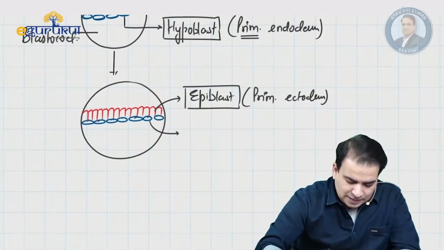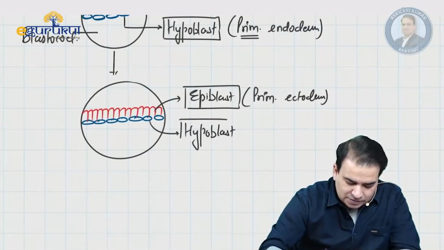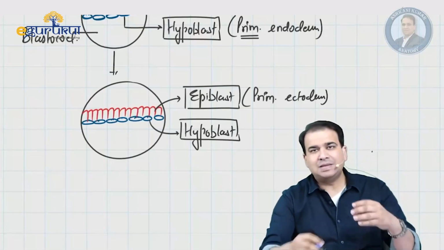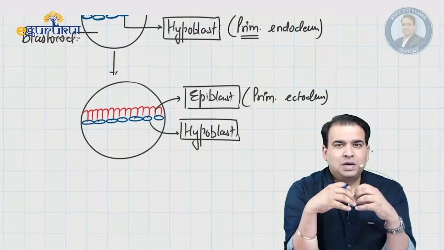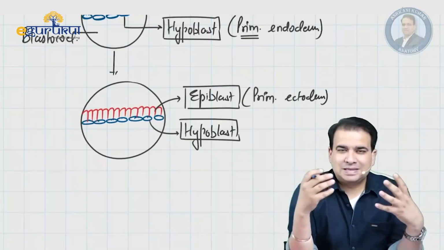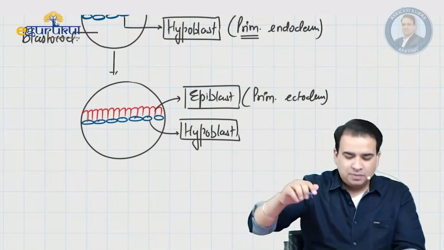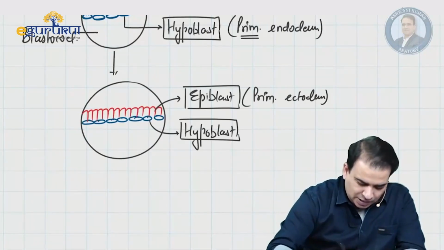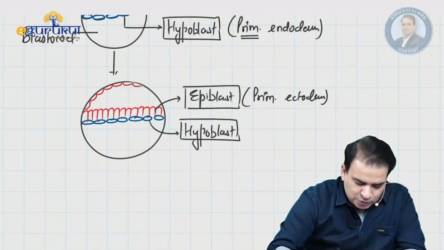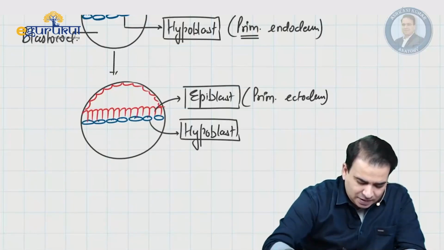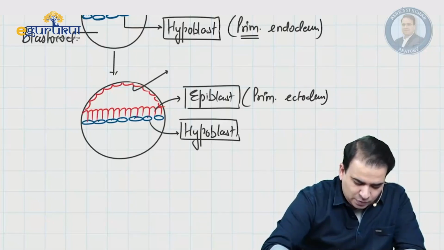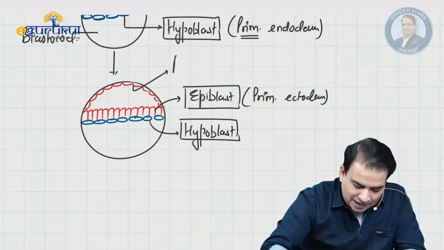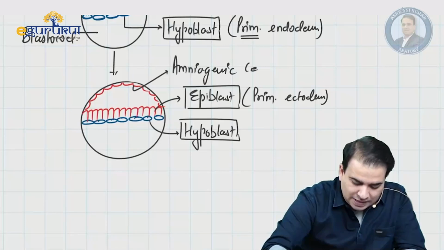Once this hypoblast and the epiblast are formed, hypoblast being the first one, what will happen now? They will proliferate to give rise to certain cells which will cover the cavity above and below. Epiblast cells, I'm using the same color code also, will give rise to the cellular layer which will encircle the cavity above from inside. First of all, this cellular layer which is derived from the epiblast is called the amniogenic cells.